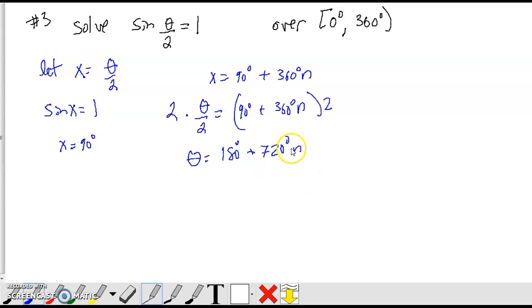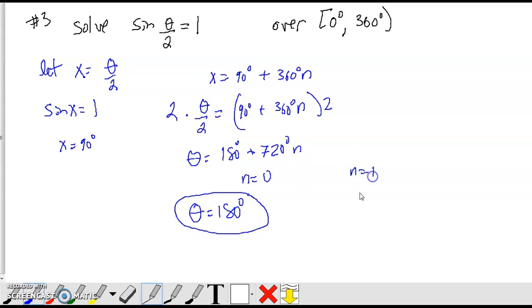I want to plug in some numbers. And if you think about it, this is already outside of my domain, so the only number I can plug in is n equal to 0. When n is equal to 0, everything cancels out and I get 180 degrees. If I do n equal to 1, it'll be 180 plus 720, which is way outside of my domain. So with half angles, you'll definitely have fewer answers than when you have multiple angles.